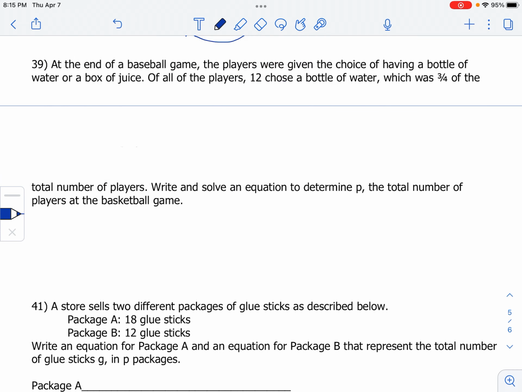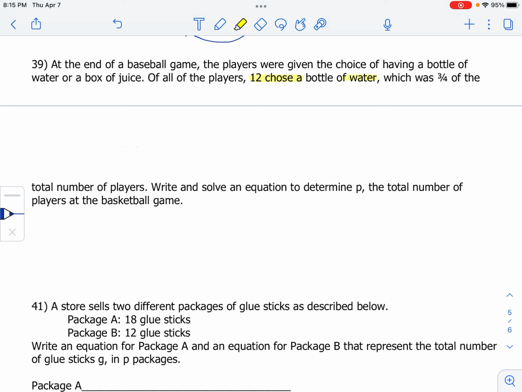Okay. At the end of a baseball game, the players were given the choice of having a bottle of water or a box of juice. Of all the players, 12 chose a bottle of water, which was 3/4 of the total number of players. Write and solve an equation to determine P, the total number of players at the basketball game. All right, so I'm going to highlight some important information.